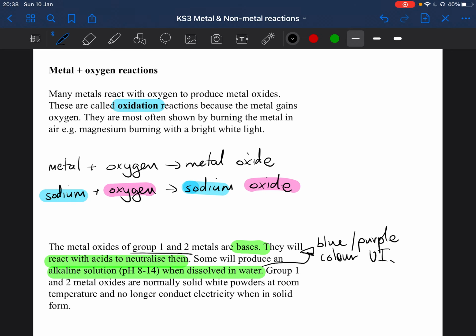Okay, they are normally solid white powders at room temperature, and because they've now got a non-metal bonded to them, they can't conduct electricity anymore when they're in that solid form. So that white powder cannot conduct electricity. Okay, guys, so that's metals and oxygen reacting. They will always produce our metal oxides.